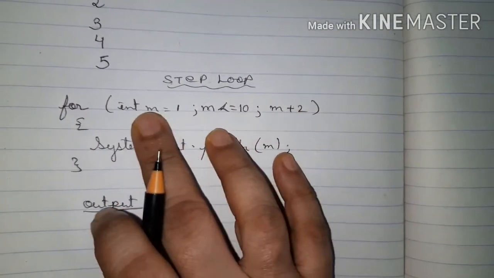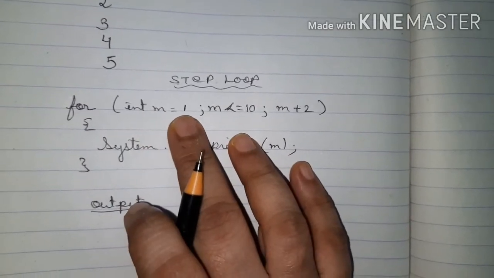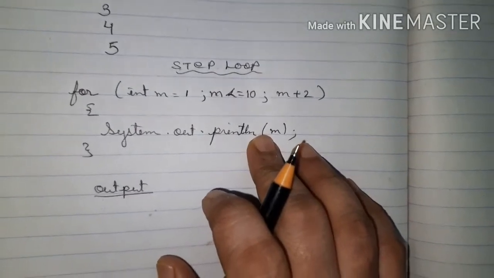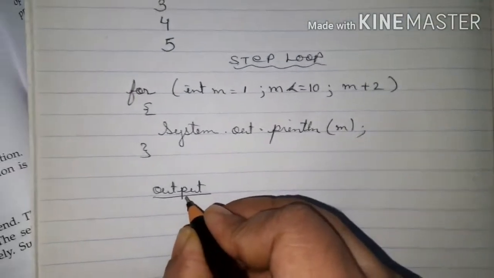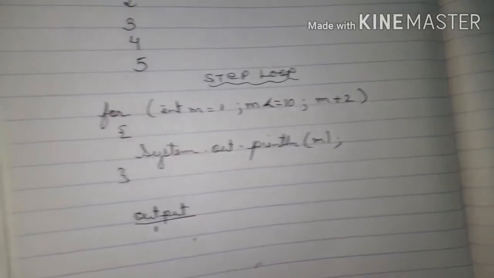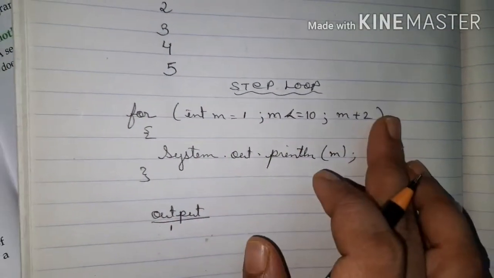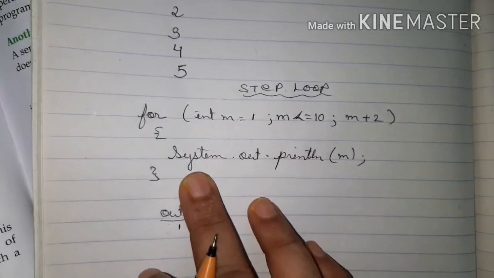So what happened? The m is 1. So the initial value is 1. So 1 is less than 10. So condition true, it will enter here and it is going to display 1. Now m is increased by 2. So 1 plus 2, it is 3.